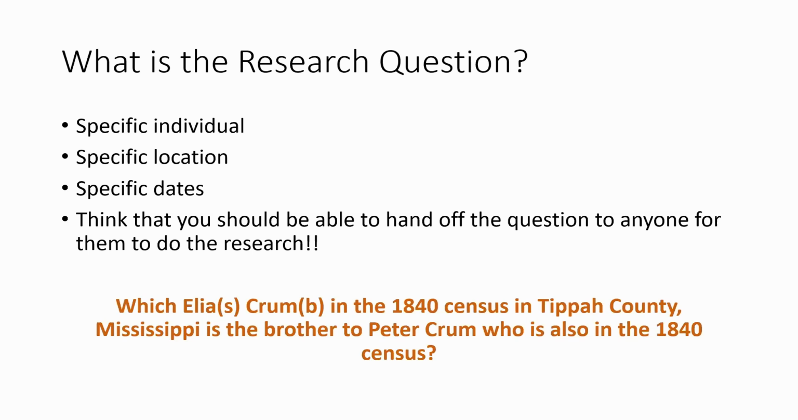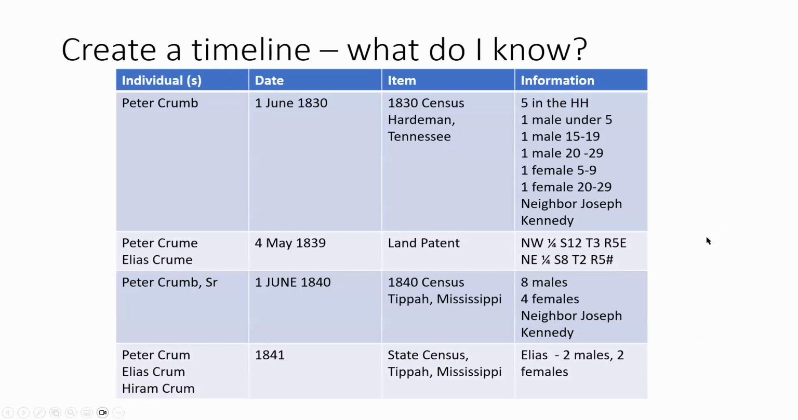There was a family story that Peter and his two brothers, Elias and Hiram, moved from Tennessee to Mississippi. I needed to be able to see if I could prove the Elias Crum first as a potential brother. So what I did to get started is I did exactly what I told you. I reviewed what I already knew, and I had done a research project on Peter Crum. You will see that Crum is spelled, even on this page, three different ways: one with a B, one with an E, and one with neither, depending on the record, depending on how they were spelling his last name.